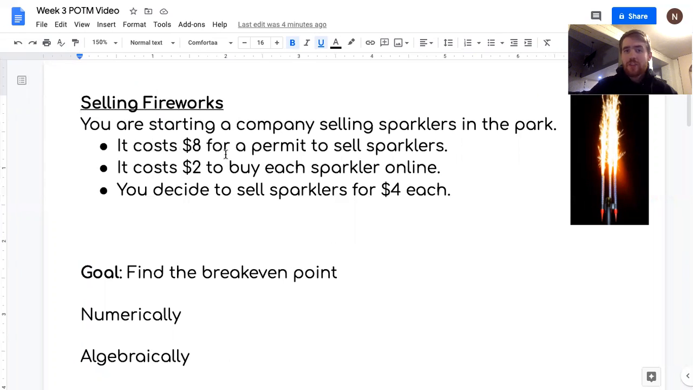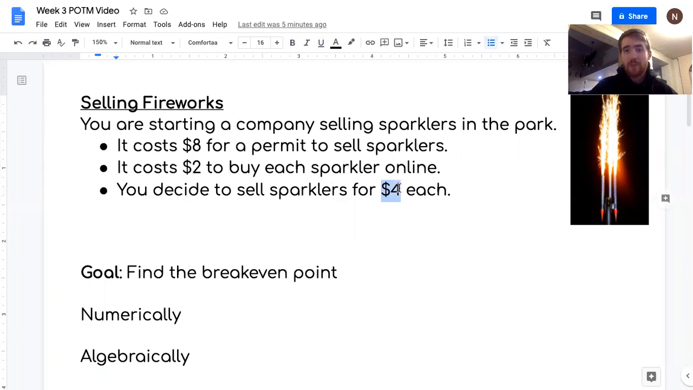Basically, you're starting a company selling sparklers in the park. It costs $8 for a permit to sell sparklers. I don't think this is true. I made this number up. It costs $2 to buy each sparkler online. You have to buy them, of course, first before you can sell them. And you decide to sell sparklers for $4 each.